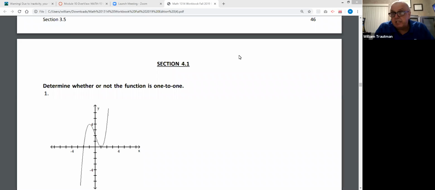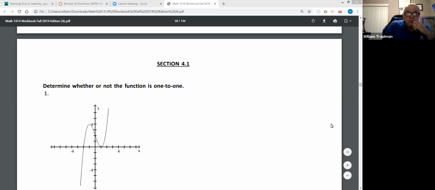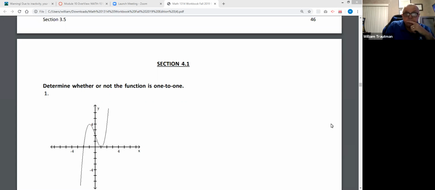Hi, everybody. This is 4.1, inverse functions. We're going to be looking at something called inverse functions.